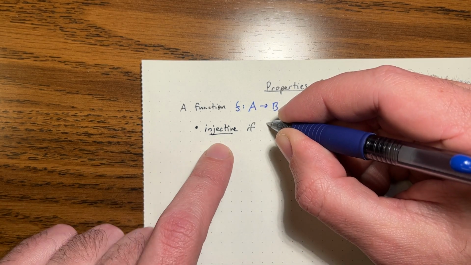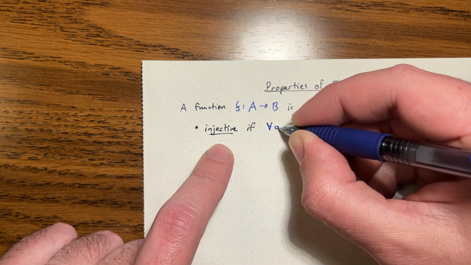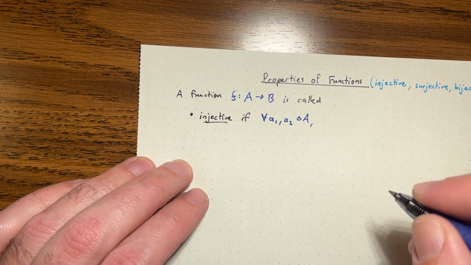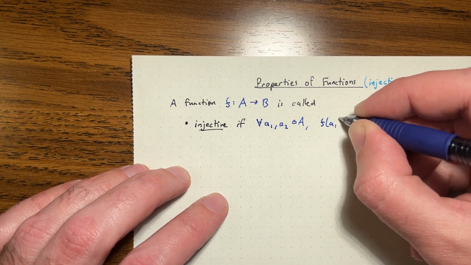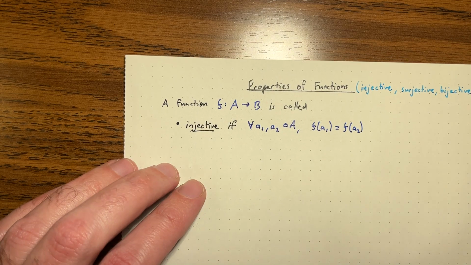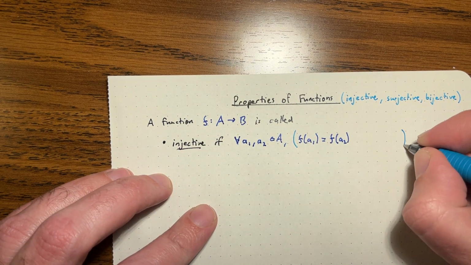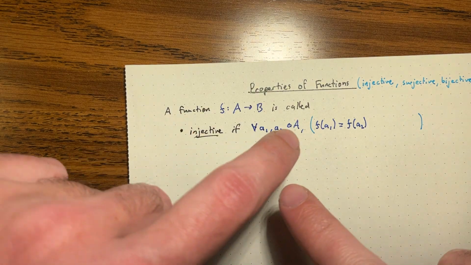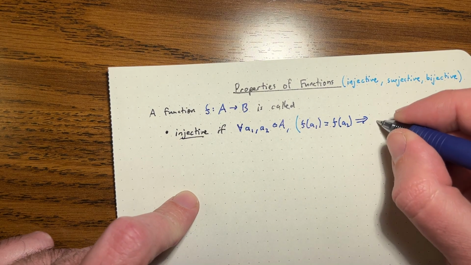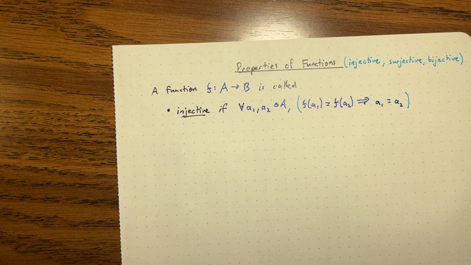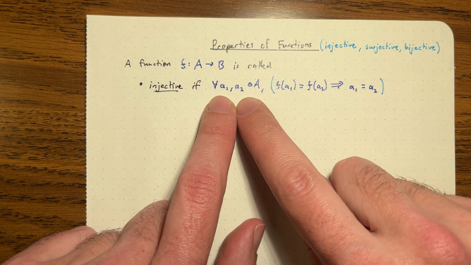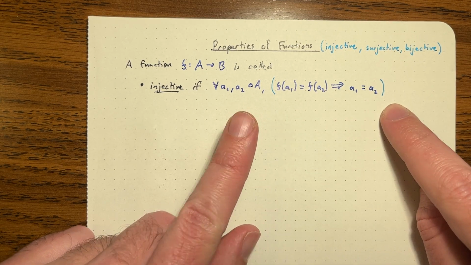What this technically means is, for every pair of elements in my domain, so for every A1 and A2 in A, I'm going to do an implication here: if f of A1 equals f of A2, so if A1 and A2 actually map to the same element over here, that means A1 and A2 had to be the same element. So A1 is equal to A2. That's what it means to be injective. For every A1 and A2 in A, you have this implication.